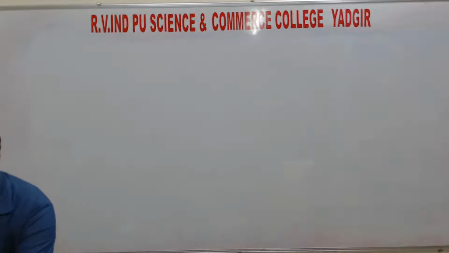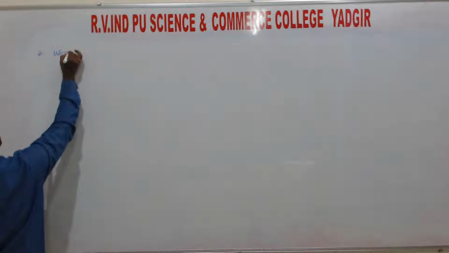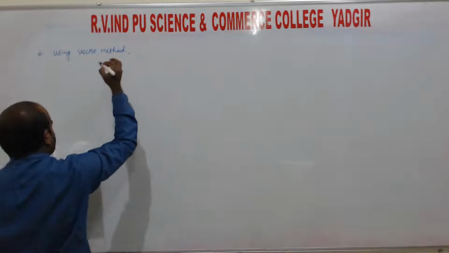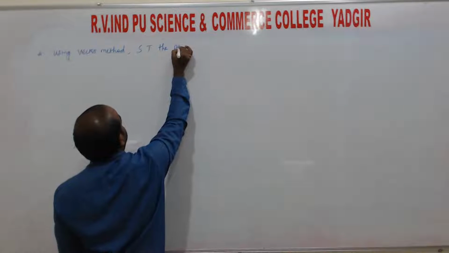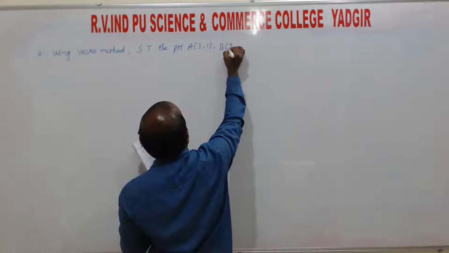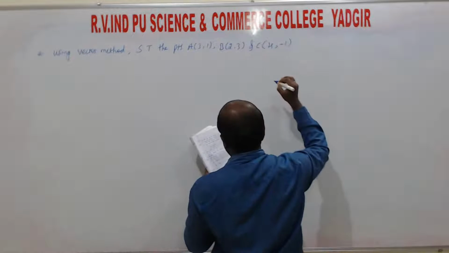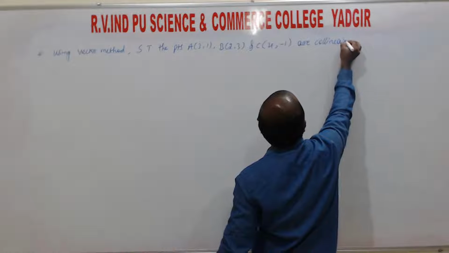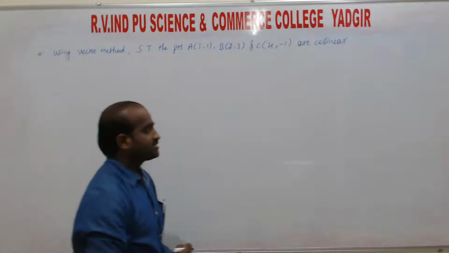Take some extra questions. Using the vector method, show that the points A(3, 1), B(2, 3), and C(4, minus 1) are collinear. Collinear means lying on the same line.